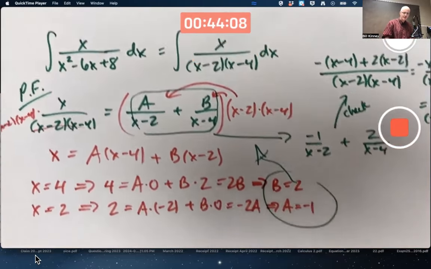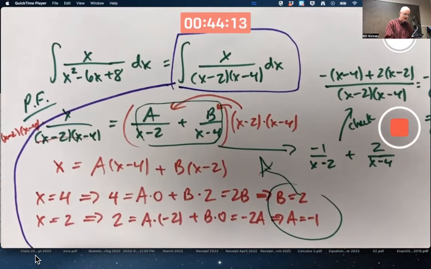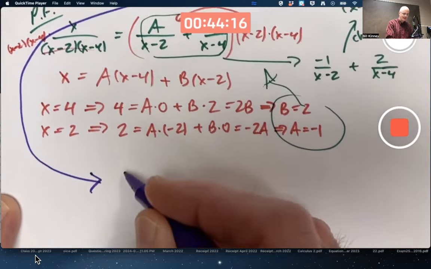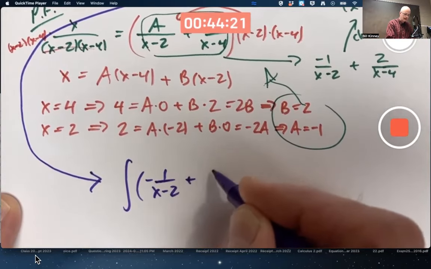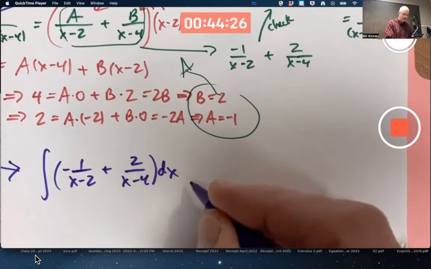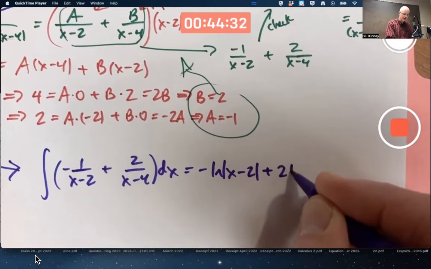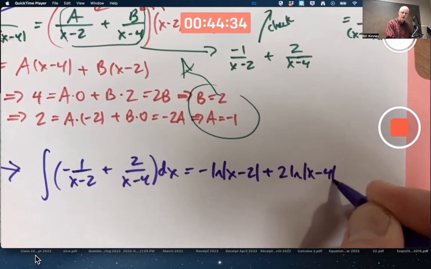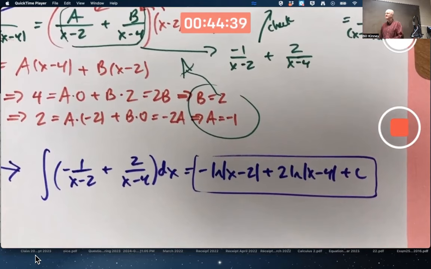So this integral becomes this integral. And that integral you can just do in your head. Negative natural log of the absolute value of x minus 2 plus 2 times the natural log of the absolute value of x minus 4 plus c. We're done. That's the answer. Leaving it like that is fine for the purposes of the gateway.